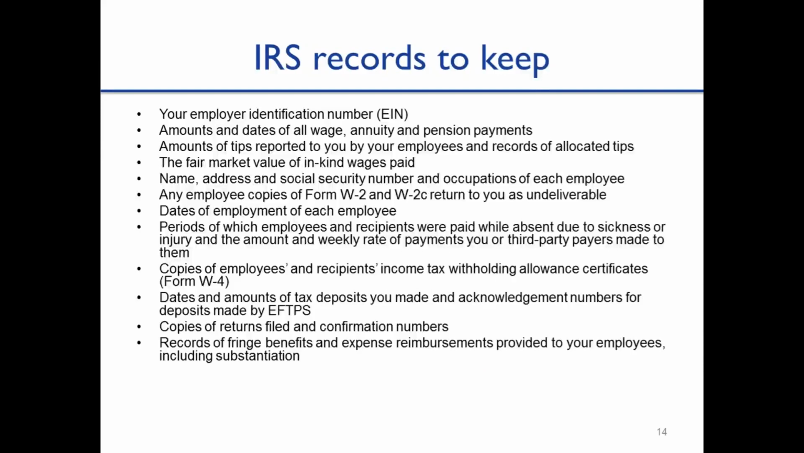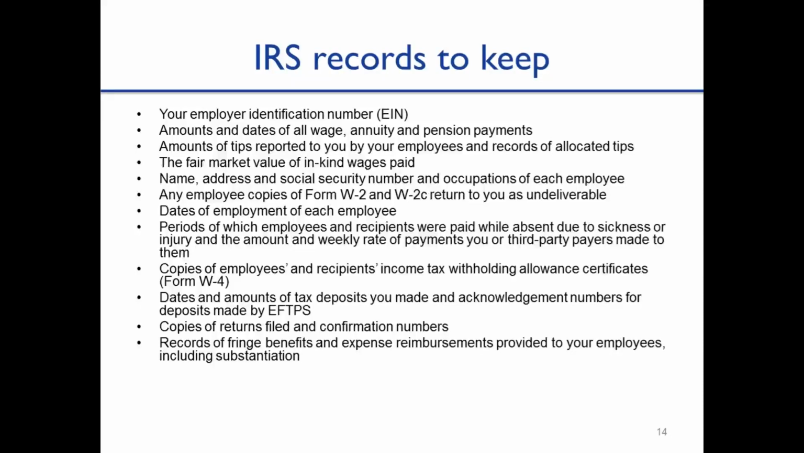IRS records to keep. Things that you need is your federal ID number, amounts of wage, annuity, pension plan payments, amounts of tips if you're a restaurant, fair market value of any in-kind wages paid. So if you're giving your employees anything as a gift, that's considered a fringe benefit in QuickBooks and needs to be added back onto their W-2s and taxed. So any type of gift at your Christmas party.